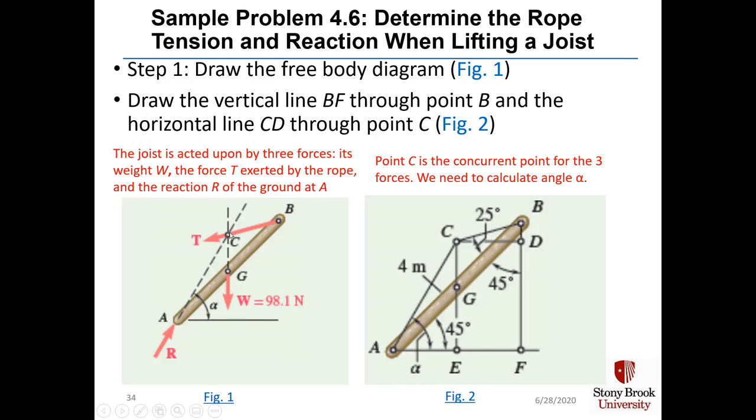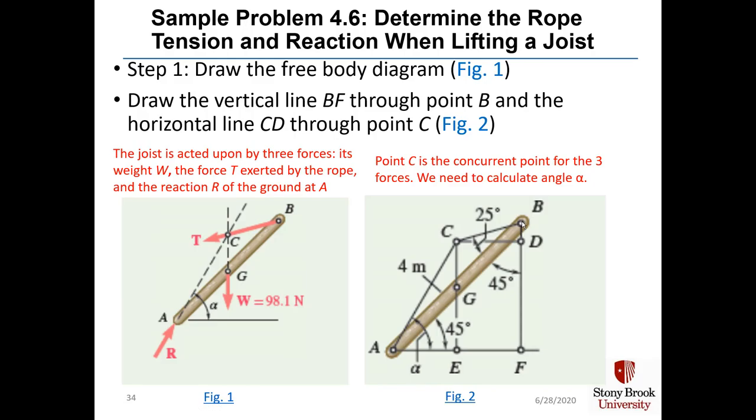And point C is where the lines of action of the three forces meet, but we don't know where point C is right now. We're going to have to do some complex geometry and trigonometry to figure that out, which is what we're doing in figure two. We've drawn the rectangle CDFE, and we've drawn the triangle CBD. We've put in the angles we do know, the pair of 45 degree angles and this 25 degree angle between CB and the axis of the joist.